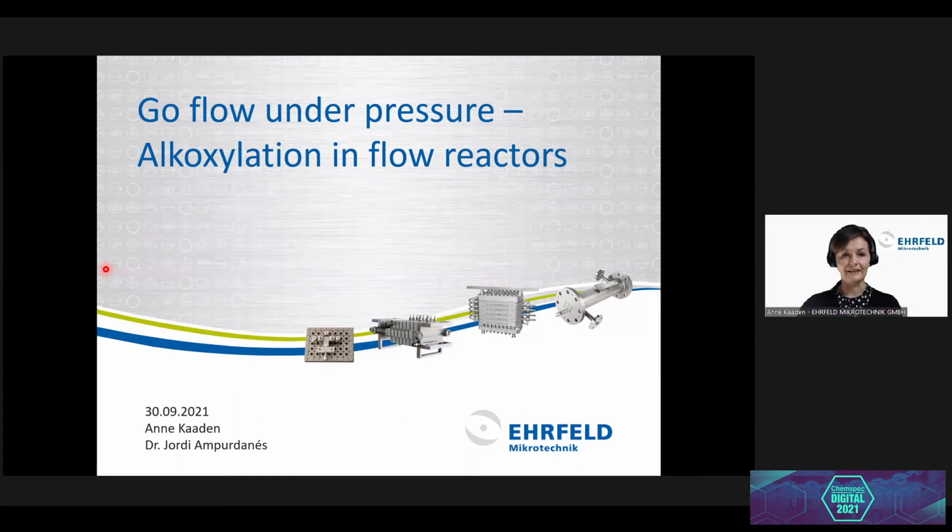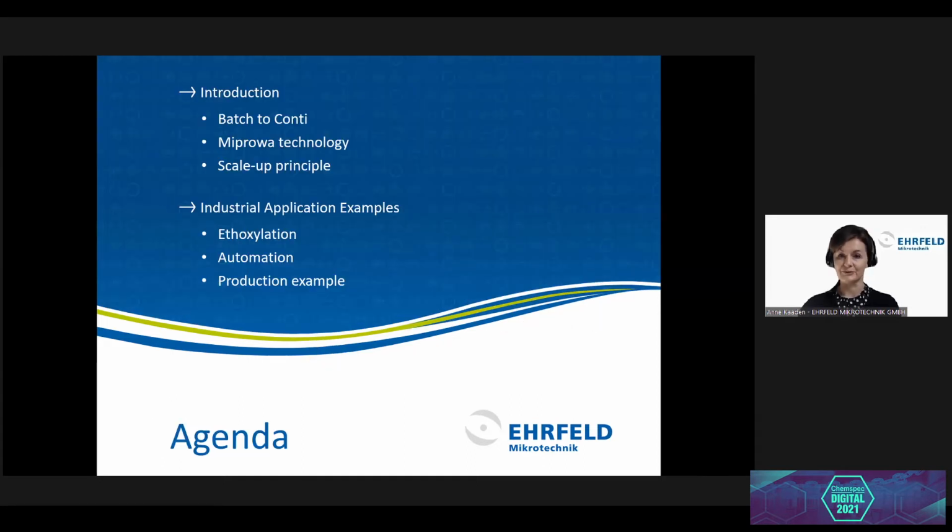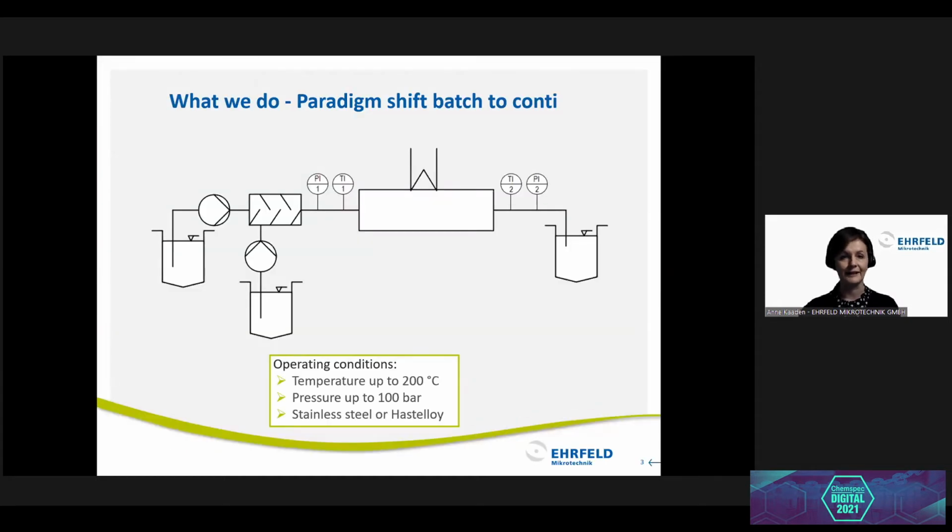So we will start with a short introduction. This will be my part, how to go from batch to continuous. I will introduce you to the microreactor technology and explain a bit our scale-up principle from lab up to production. After that, I'll hand over to Dr. Jordi Ampodanes, and he will come to the more exciting part. He will show some real examples which we did run in the lab, and talk about automation possibilities and, of course, the production example. So let's start with my part.